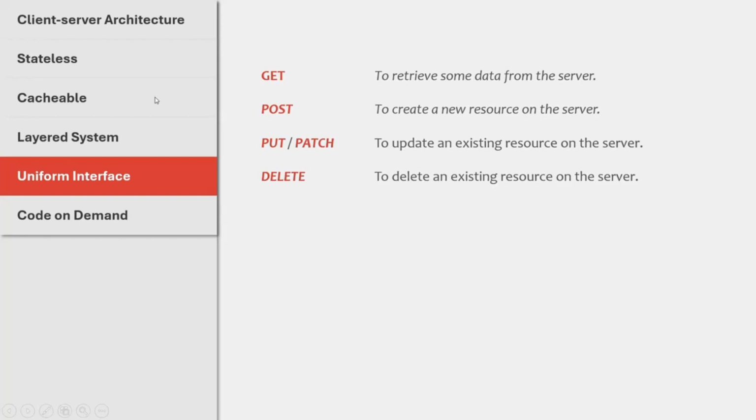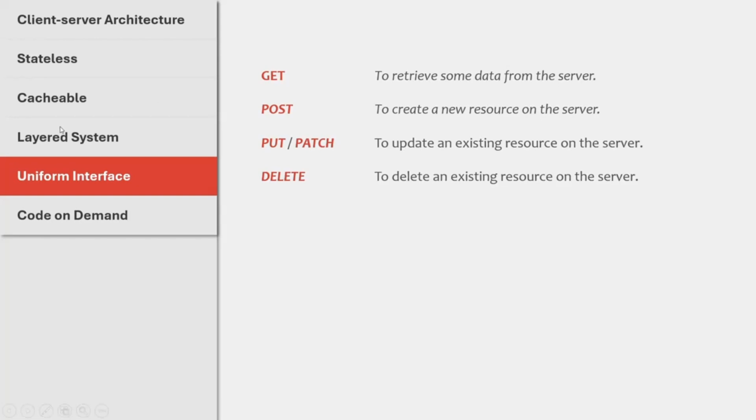So for example, if I want to create a new product, then I will send a POST request to the server. And with that request, I will also send the product details in the request body. And then the server will analyze that request. It will read the request body, and using that, it will create a new product on the server. So to fetch data from the server, we use GET request. To create a new resource on the server, we use POST request.